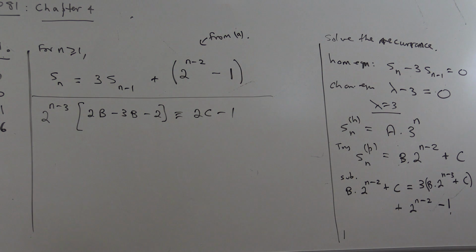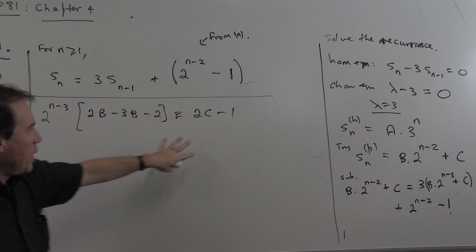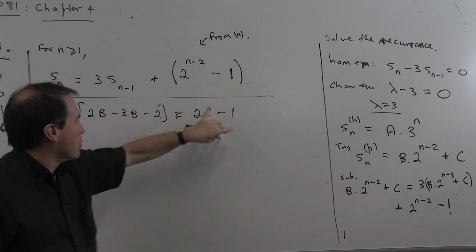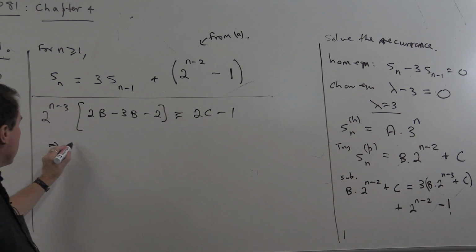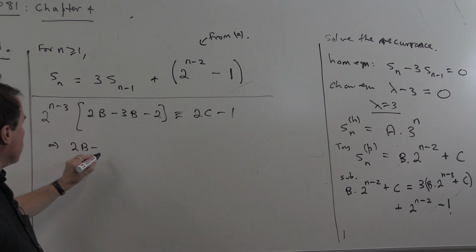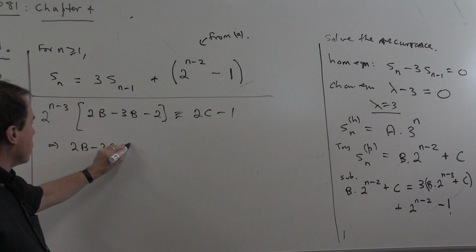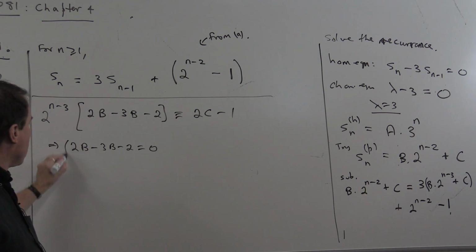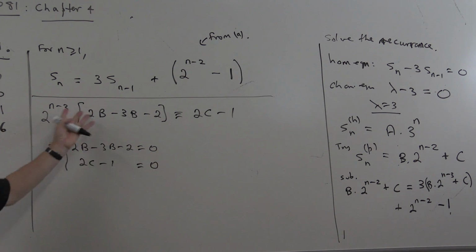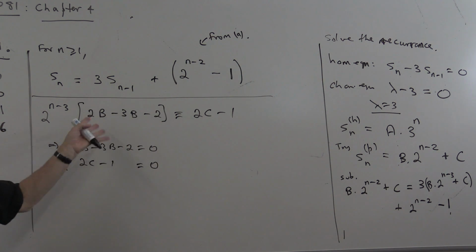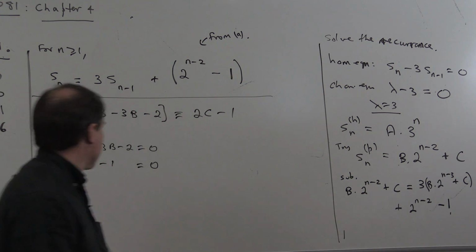Well, how on earth can that possibly be true? Because I've got powers of 2 here. There's no powers of 2 here. I've got constants here, but this is not a constant. The only way that can be true is if all these coefficients here are all 0. So that tells me that 2b minus 3b minus 2 better be 0, and 2c minus 1 has to be 0. This has to be true for every value of n, and so therefore you can equate the coefficients.